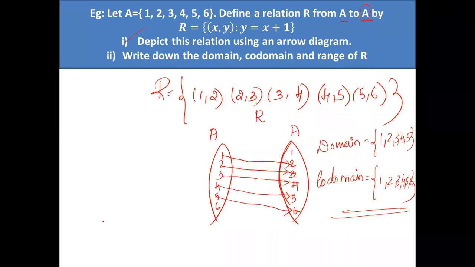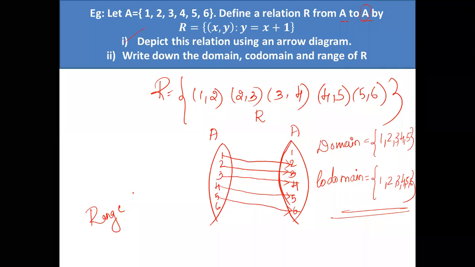Okay? Yes? Okay, fine. Now you have understood. That's fine. First question, right? That is fine. So what is range? Range is nothing but the set of all second elements. So what are the second elements? 2, 3, 4, 5, 6. Okay, Sharon has some question or no?